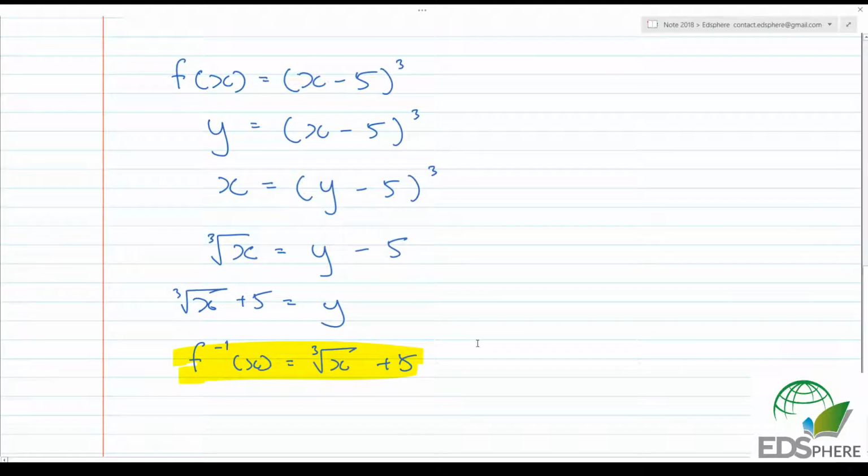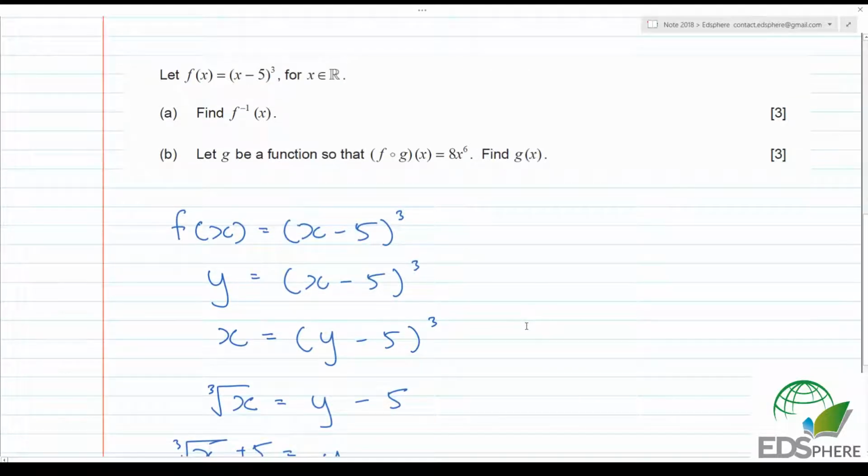So that was easy. The question that I find tricky is the one in part B. So what is it exactly asking? It says the composite function fg of x equals 8x to the 6. Find g of x. So this one confused a lot of students. When I say a lot, I do mean a lot of students. So let's try to work this out. Let me show you where the confusion comes in.